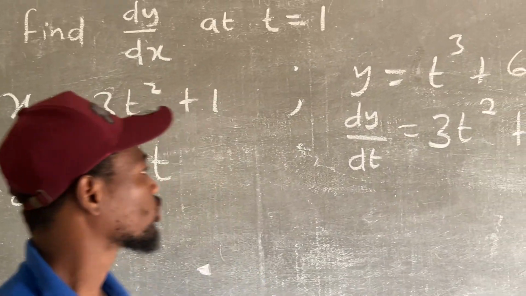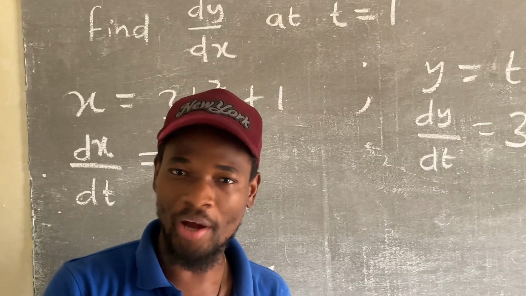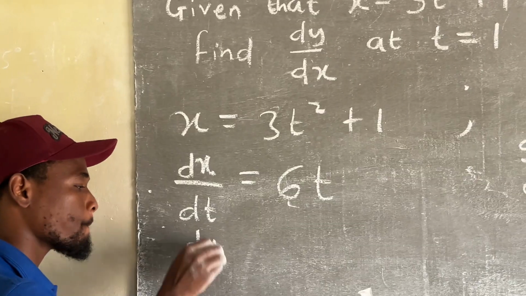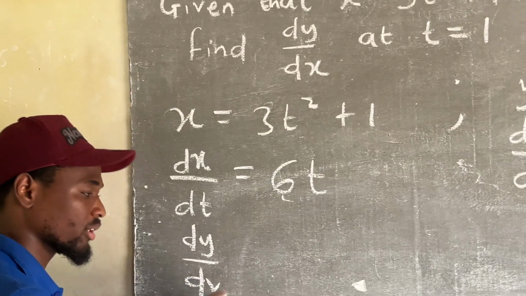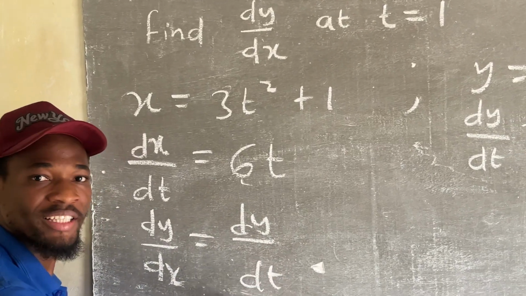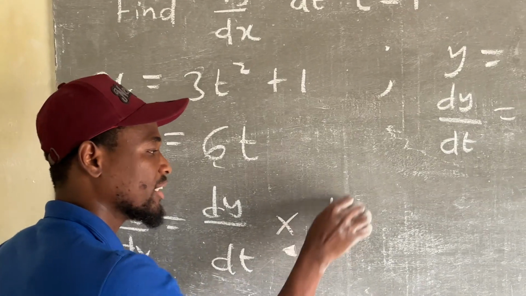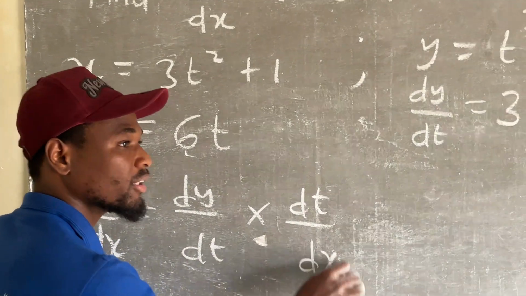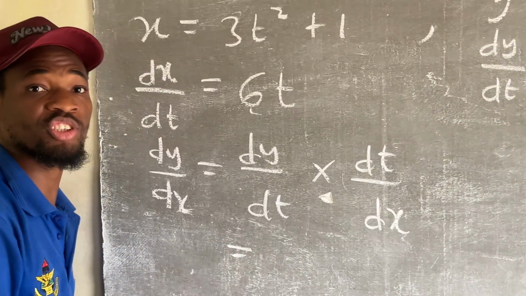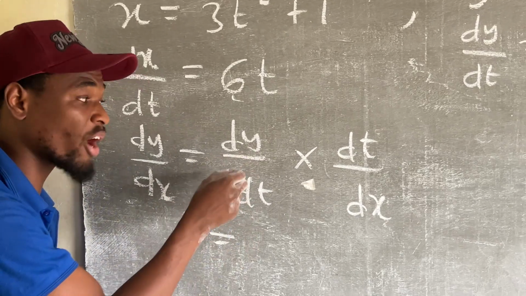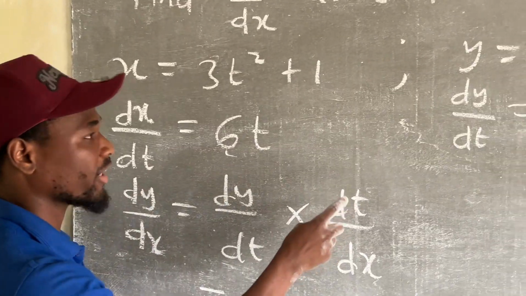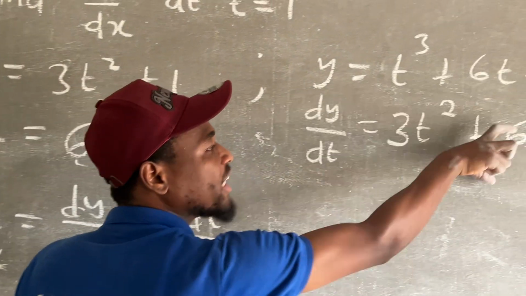So viewers, having done that, I can now employ my chain rule formula, which says that dy over dx is equal to dy over dt times dt over dx. As simple as that. So what I'm going to do here is to substitute. Do I know dy over dt? Let me search for that. Viewers, I have it over here. I have dy over dt. I'll put the expression over there.